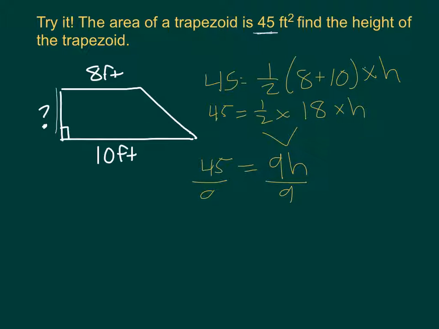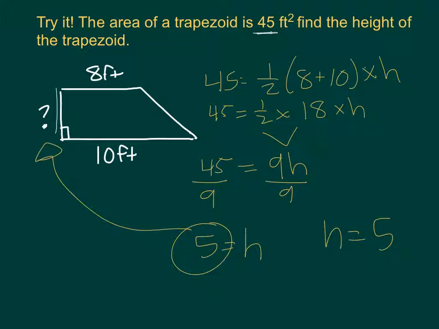Oh, look, this one's nice and simple. 45 divided by 9 gives me 5 equals h. So this 5 becomes our height. So our height equals 5 feet.